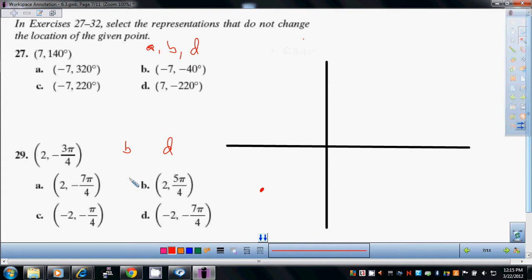Dylan Roberts, what about C? Tricky. 2 negatives. Let's see. Positive pi over 4 is in which quadrant? Correct. The negative angle is going to flip you over the x-axis and take you down here. And then the negative radius is actually going to flip you over here. So, not quite. So it would just be B and D.